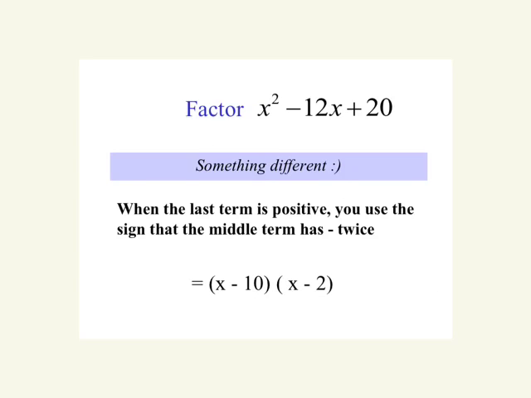Alright, let's go ahead and look at our next example. And as you can see, this one looks a little bit different. This is a little bit different because we have a negative middle term. So let's go ahead and take a look at what this would factor to be.